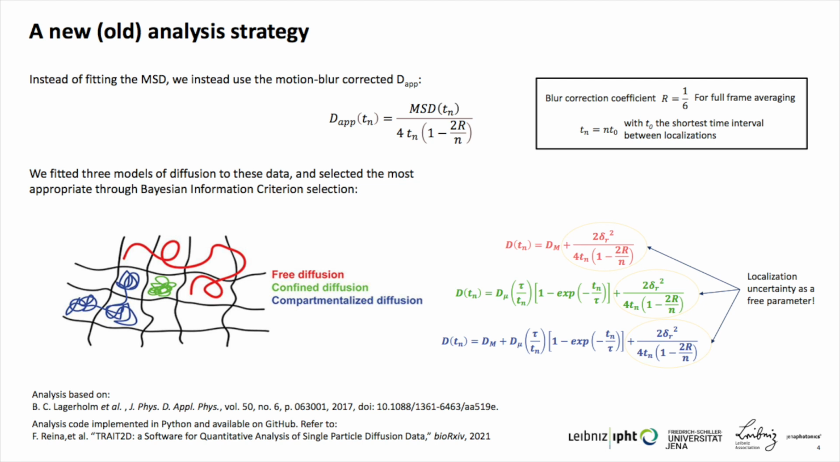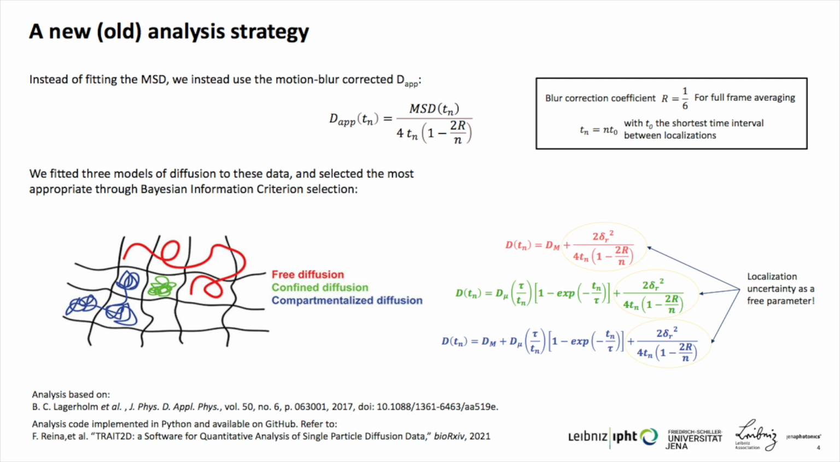Instead of using the mean-squared displacement to quantify the diffusion motion of the lipids on the cellular membrane, we used the motion blur-corrected apparent diffusion coefficient, the AP that we see in the slide. We then fitted three models of diffusion to our apparent diffusion coefficient data.